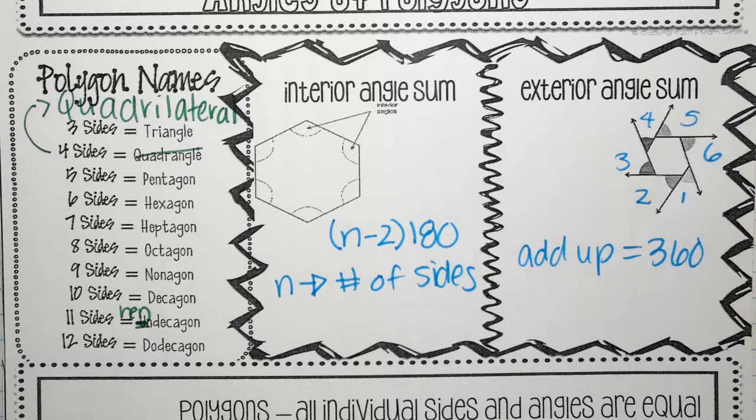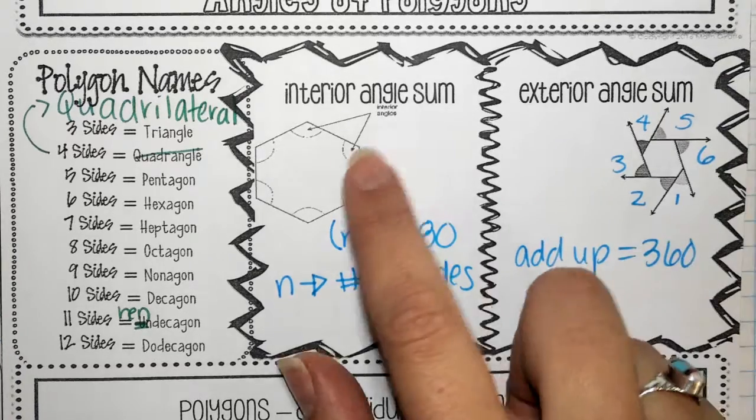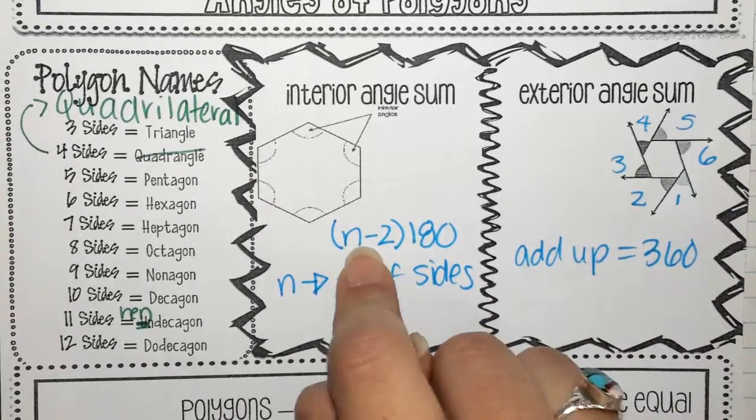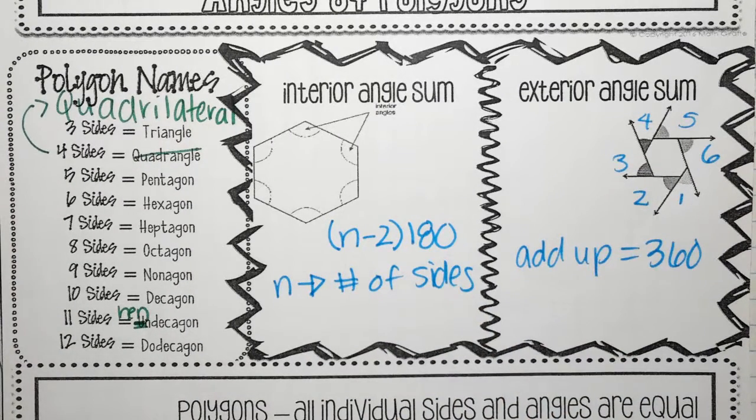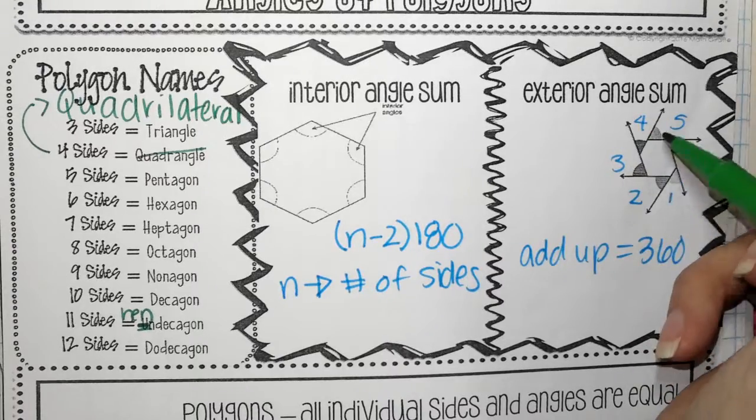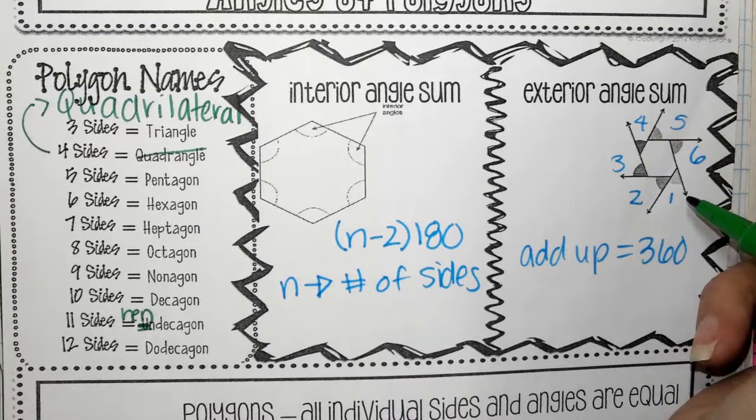Alright, so yesterday we started by talking about what the interior angle sum and the exterior angle sum would be. So if you add up all the interior angles, you do n minus 2 times 180. And what did we say n was? The number of sides. Fantastic. To get the exterior angles, it's always 360.